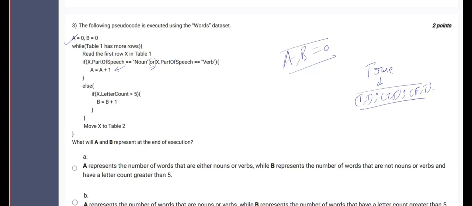Else, in the sense all those words except noun and verb which are having letter count greater than 5, that will be for B. That is what is being asked here. What will A and B represent at the end of execution?